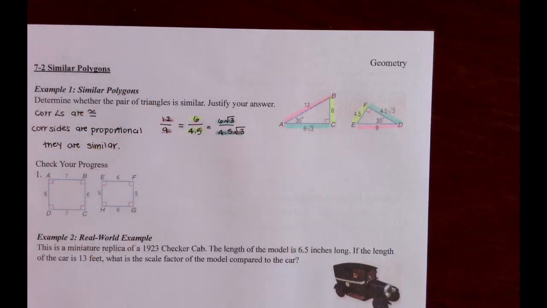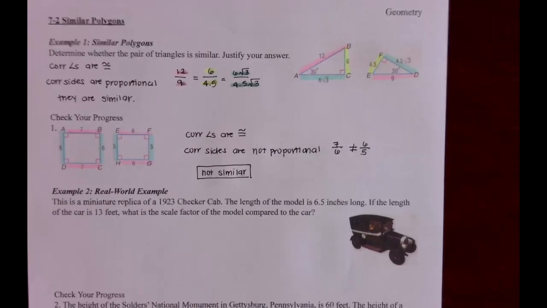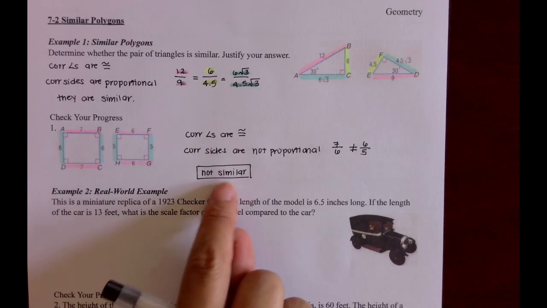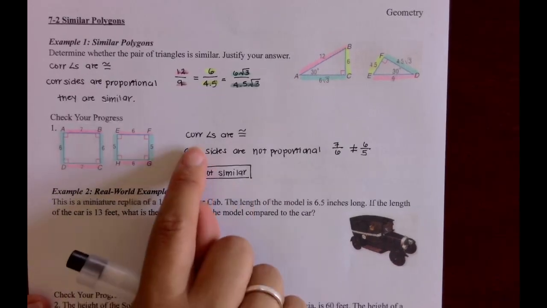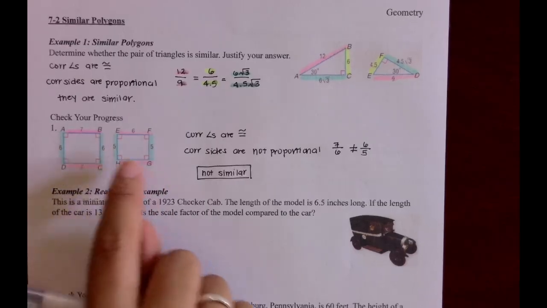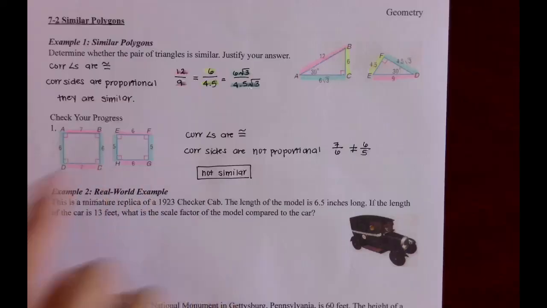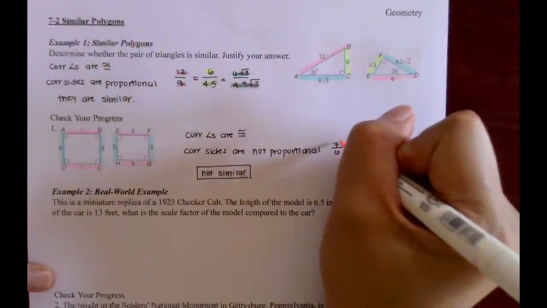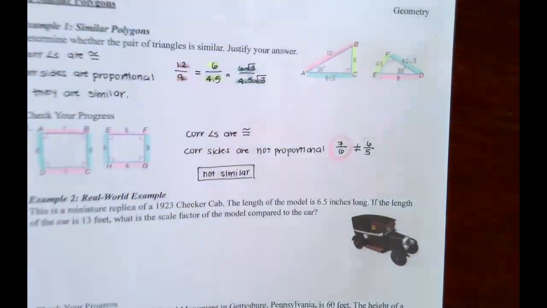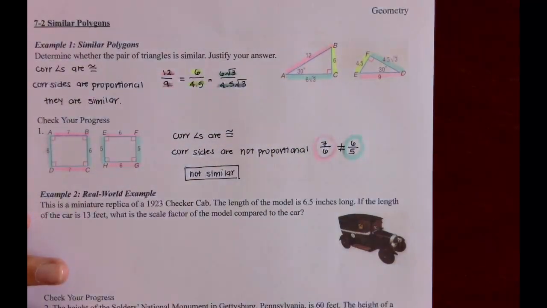Why don't you try CYP1A, and then once you're done, come check your answer. You should have gotten not similar, because even though the corresponding angles are congruent, 90, 90, 90, 90, the corresponding sides are not proportional. The pink sides, 7/6, is not equal to the blue sides, which is 6/5. Because it's not proportional, not congruent, it's not similar.